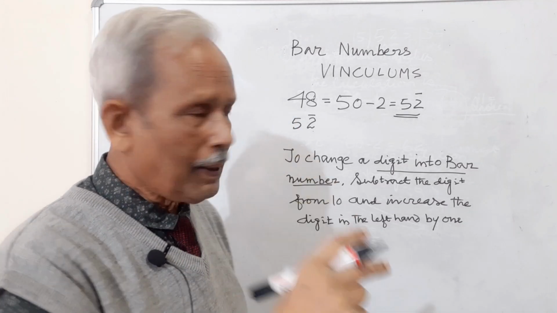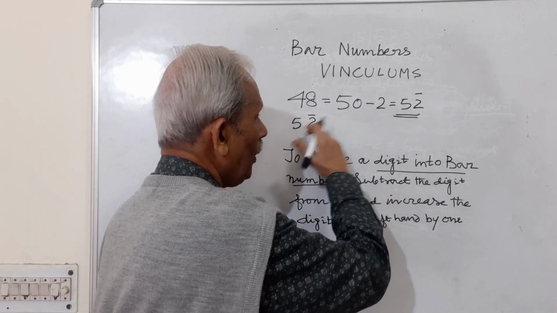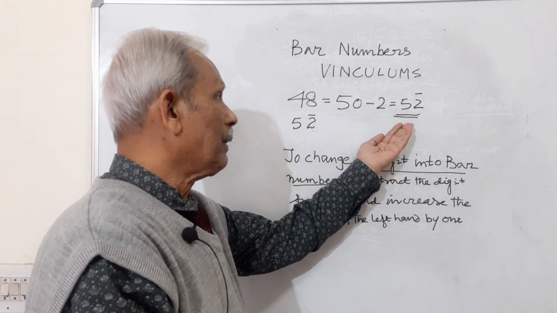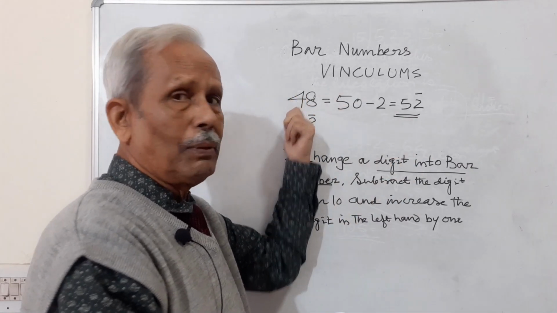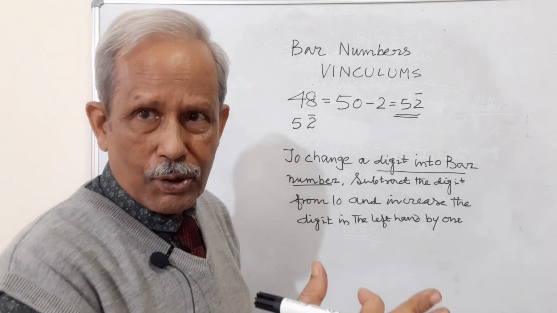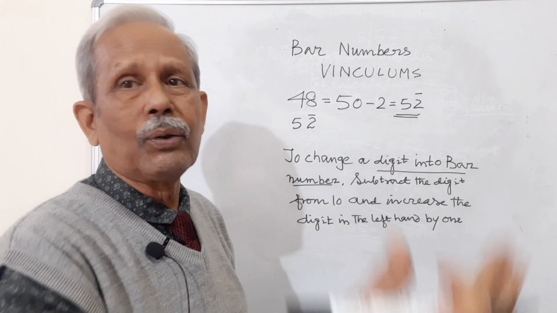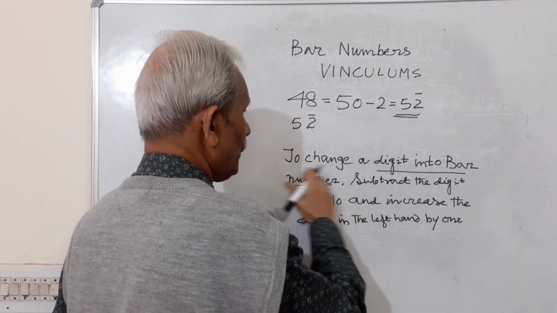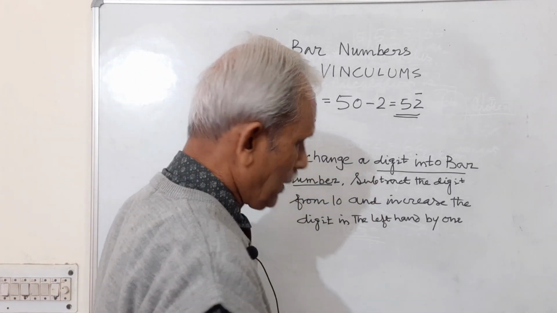So there are two things: either you make it into a vinculum, or, as we will see later on, convert a vinculum number into a normal number. So there are two processes, vinculum and devinculum, right? Here we are doing vinculum, and for that we are following this process.